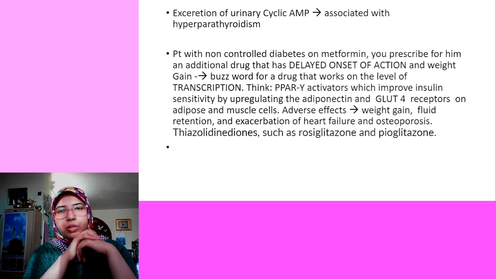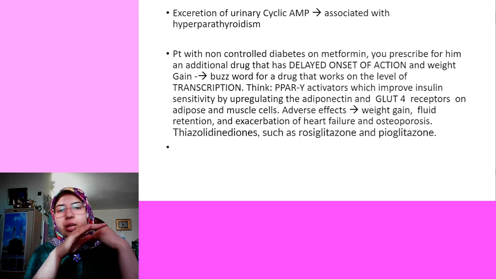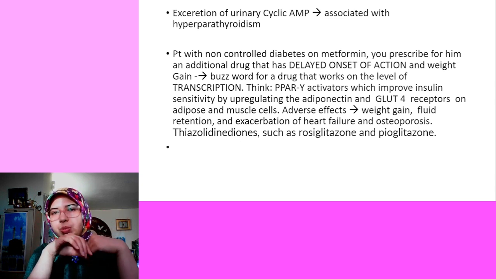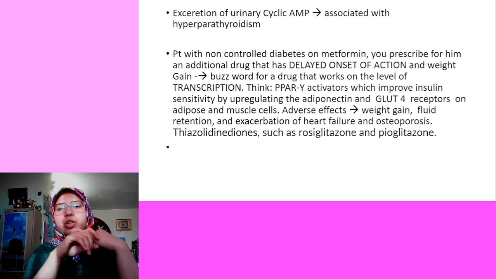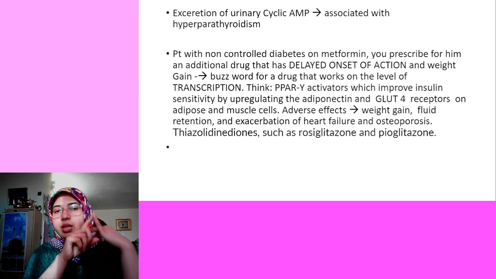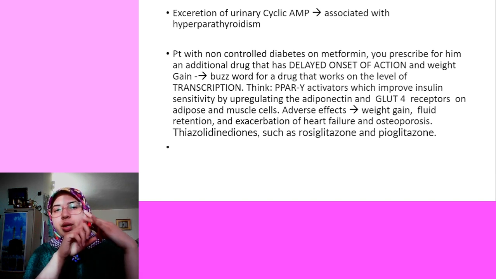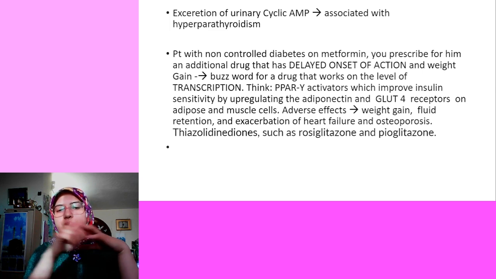A patient with non-controlled diabetes on metformin, you prescribe for him a drug that has delayed onset of action. Remember, delayed means it's probably working on the transcription level. The buzzword for a drug that works on the level of transcription. So think of PPAR gamma activators, which improve insulin sensitivity by upregulating adiponectin and GLUT4 transporters, receptors on the adipose and muscle tissue. What are the side effects I need to know for these drugs? Weight gain, fluid retention, and they exacerbate heart failure. So they are contraindicated in patients who have heart failure and osteoporosis.